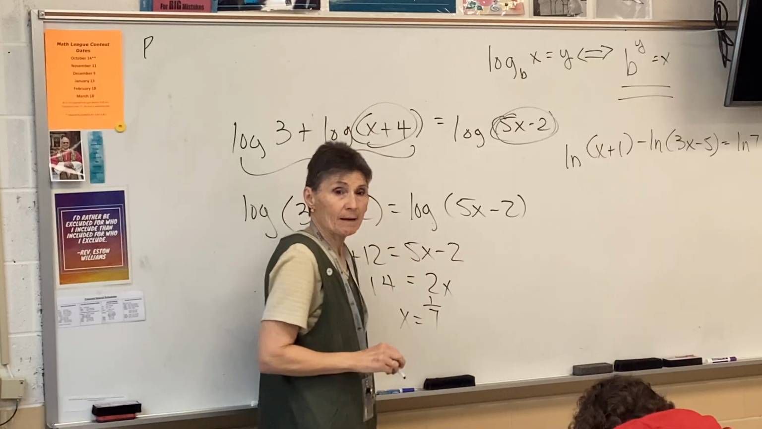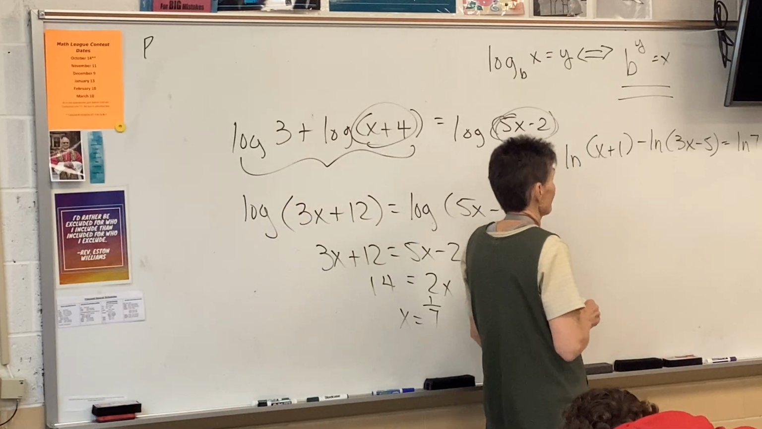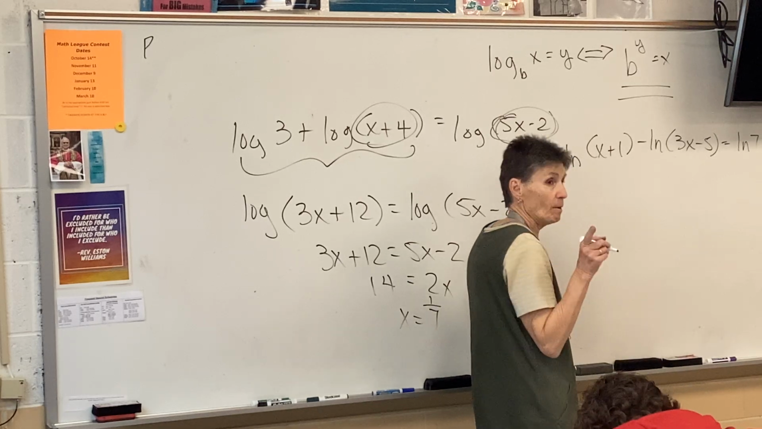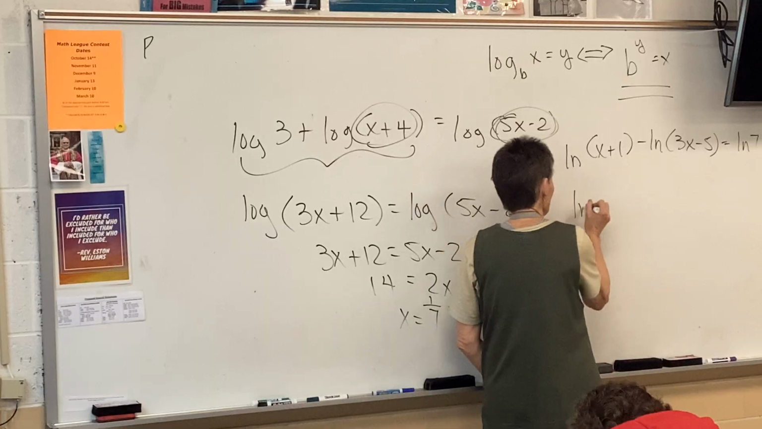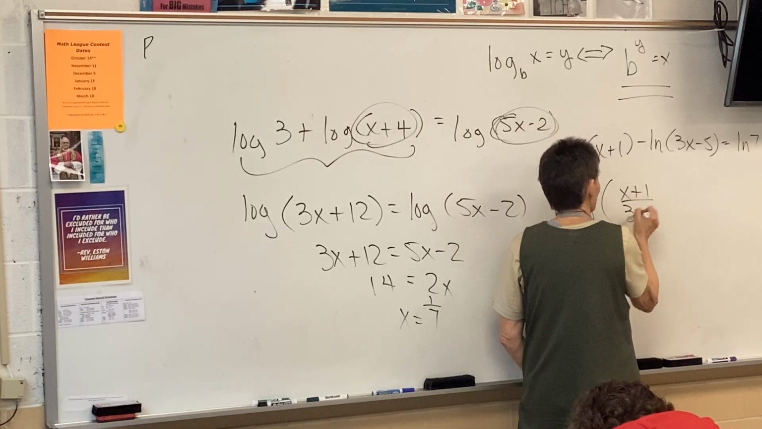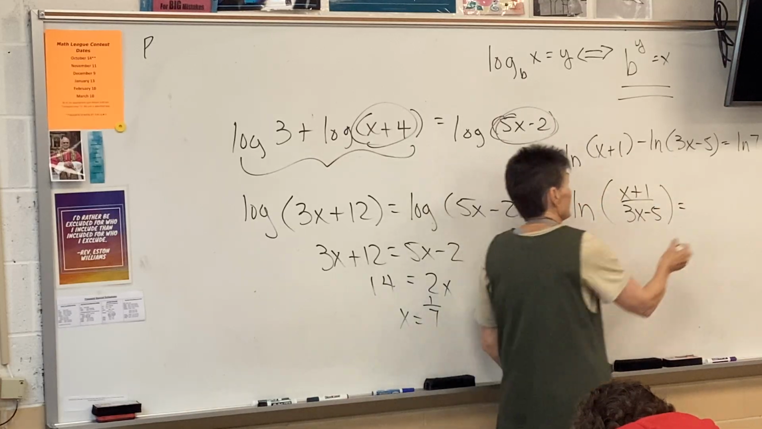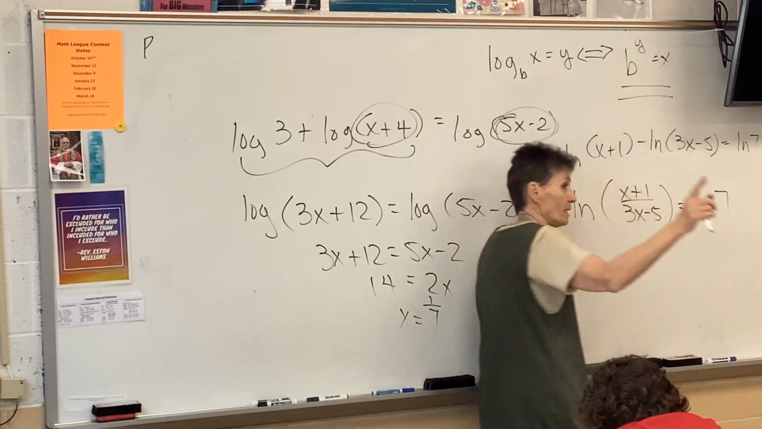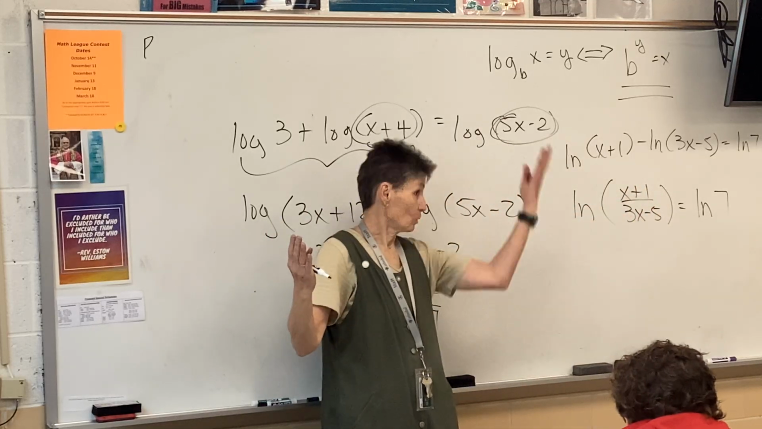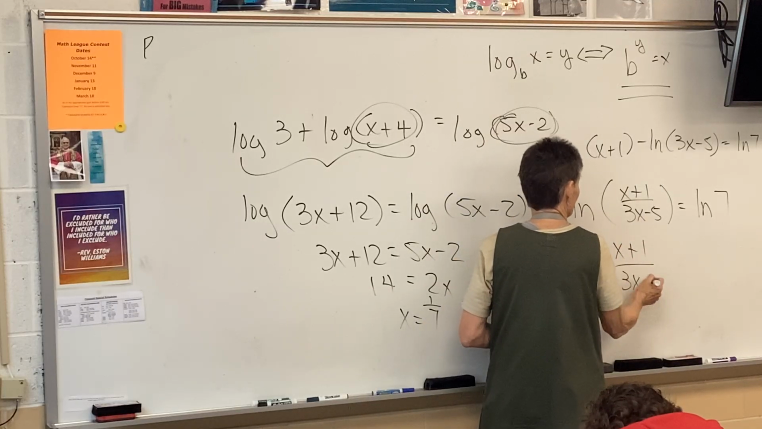Parker, what are you going to do with this guy? Divide the x plus 1, but we keep the ln, so it's going to be ln of (x plus 1) over (3x minus 5) equals ln of 20, step one. Everybody good? All right, then we got ln equals ln, so we can resolve our equation.